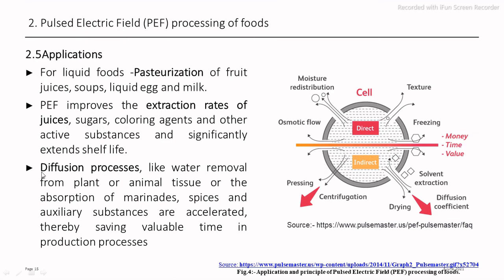The third is the diffusion process, in which water removal from plant or animal tissue, or the absorption of marinades, spices and other substances, is accelerated. That means due to the removal of some internal substances, the rate of processing increases, like the drying process, centrifugation and pressing for specific applications. These are a number of applications of the pulsed electrical field. It is suitable for the preservation process and also for other processing.